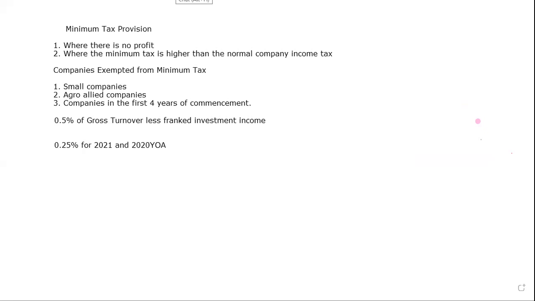Please, I mean 0.5%. 0.5% took effect from 2022 year of assessment, Finance Act 2022. Oh, okay. So 2021, 2020 was 0.25. Yeah. But for your exam, I believe the examiner will set 0.5% to be what will be applicable. Oh, okay. Thank you very much.